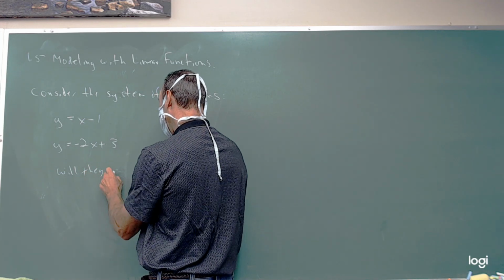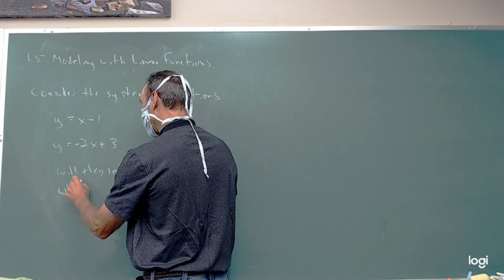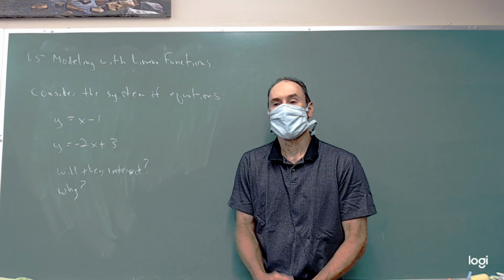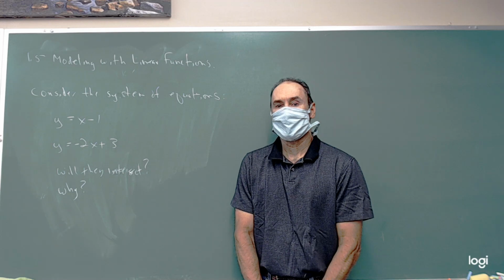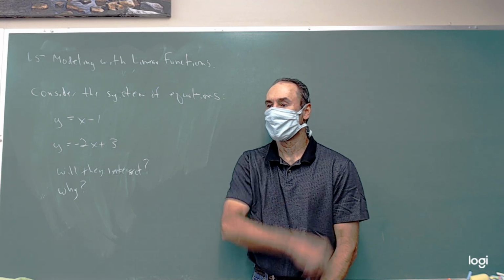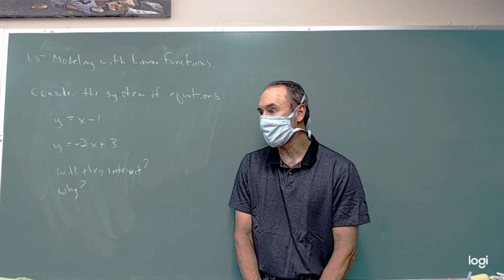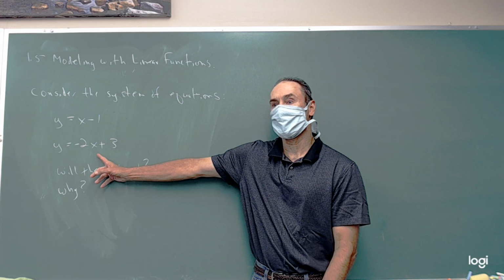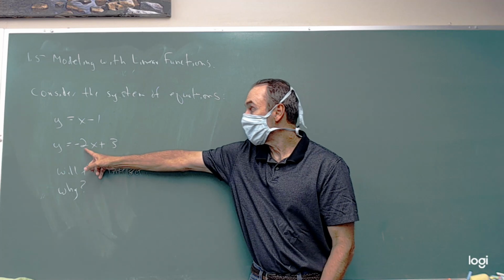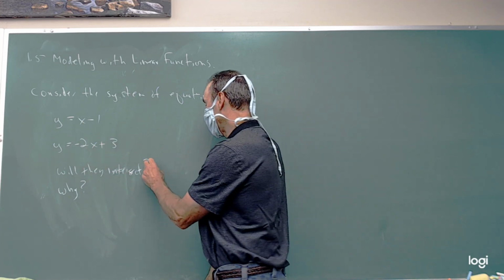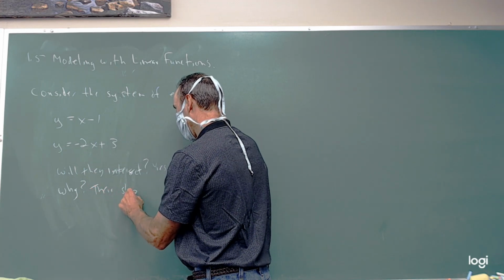And you can think on that for a moment. And of course, my follow-up question is going to be why, or how do you know that they're going to intersect or not intersect? Anybody willing to take a shot at that? Yes. Well, they should intersect because they have different slopes, so they're not parallel. Exactly. So the only way that these would not intersect is if they were parallel lines. And we know that parallel lines have equal slopes. Since these have different slopes, then yes, they must intersect, because their slopes are different.